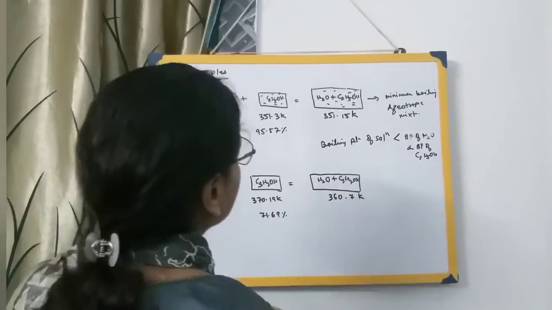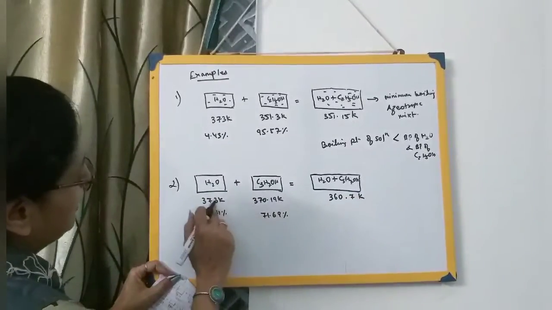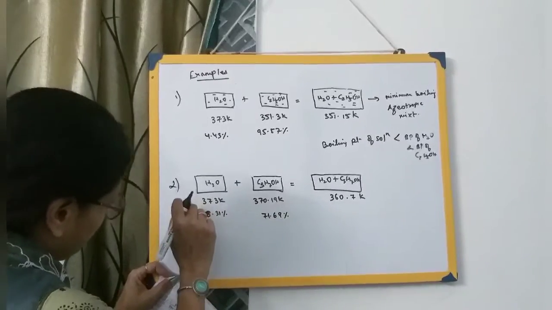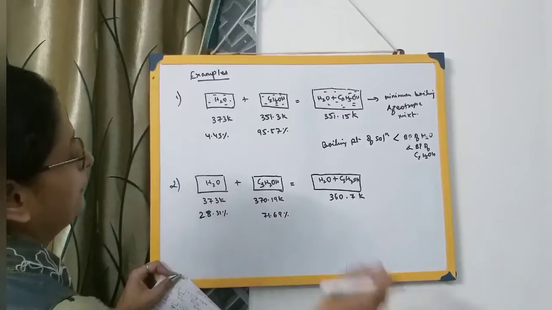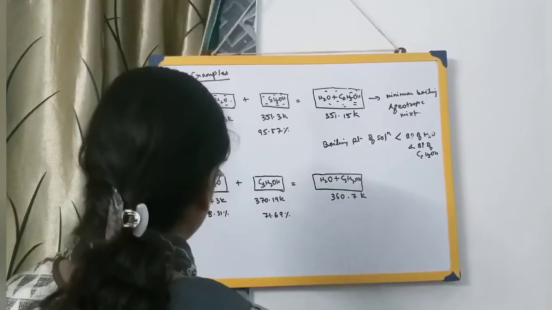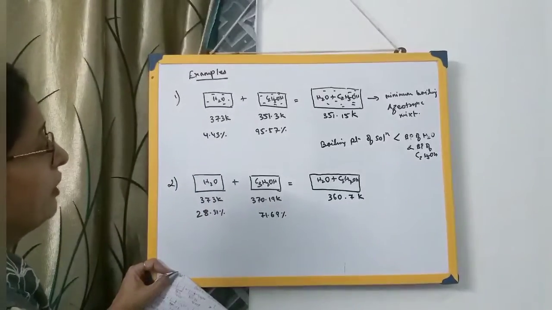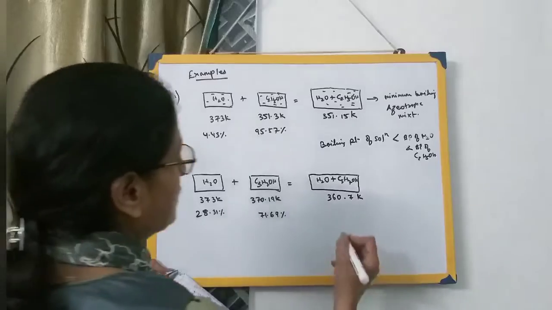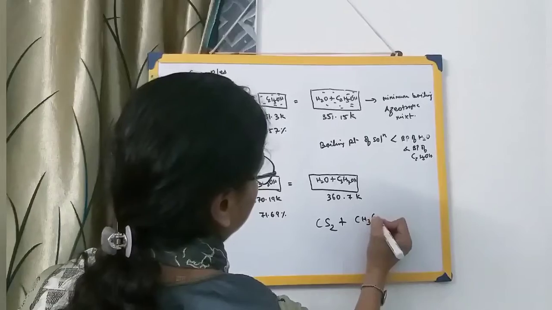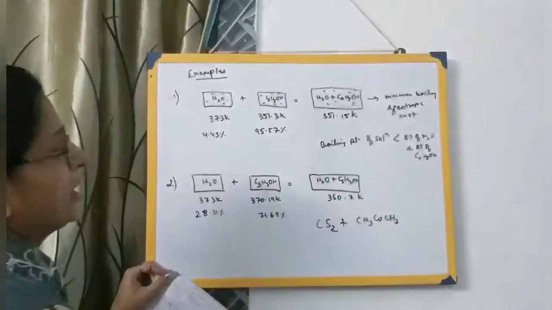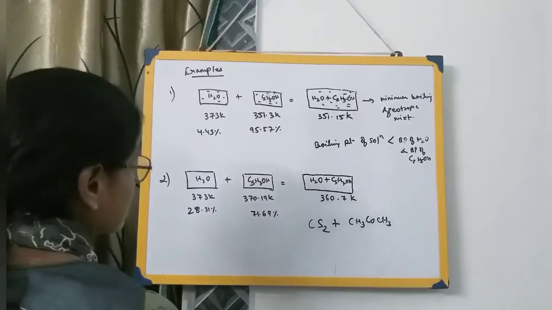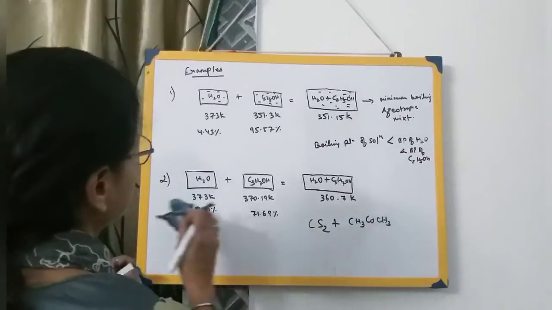And this solution which we are getting over here will boil at 360.7 Kelvin. So this temperature is lesser as compared to these two. Because this temperature is lesser than the boiling point of water as well as the boiling point of propyl alcohol, this is forming a minimum boiling azeotropic mixture. A few more examples of minimum boiling azeotropic mixture are the mixture of carbon disulfide plus acetone. This also forms a minimum boiling azeotropic mixture. Now let us see what exactly happens with these types of mixtures.